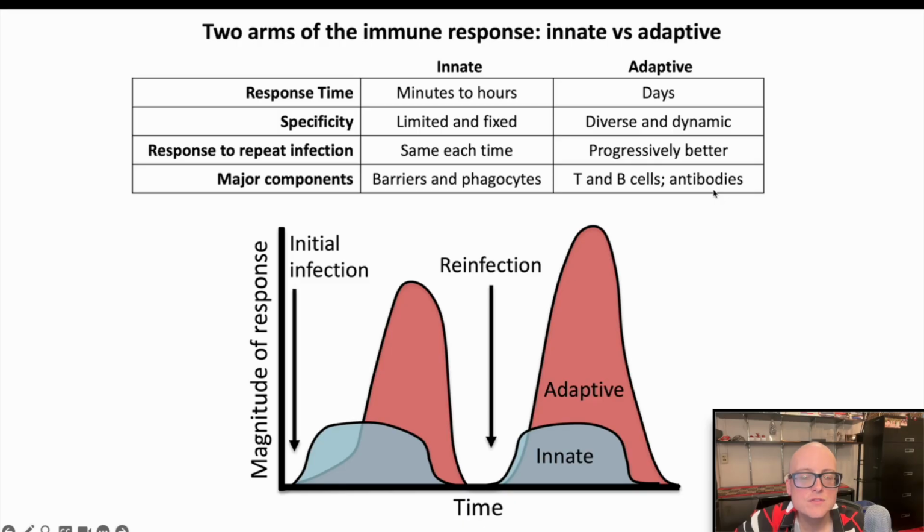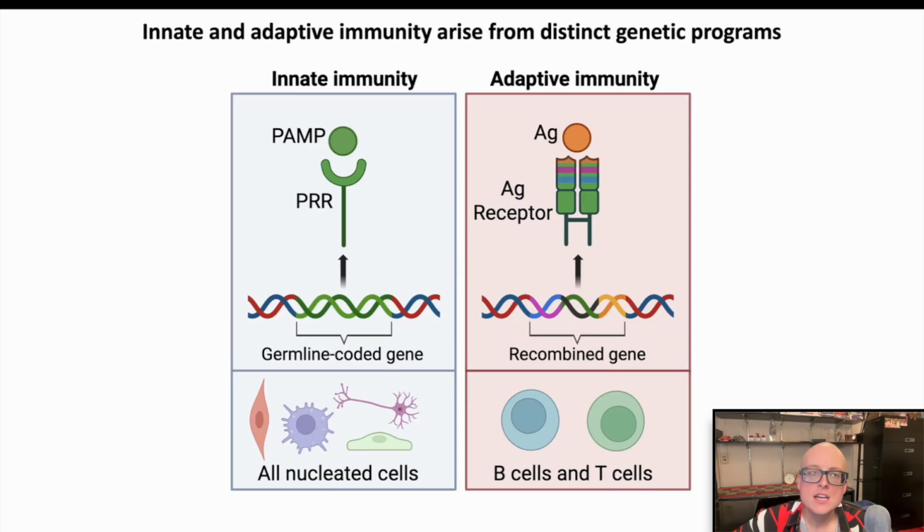And we'll dig into each of these cell types and the things that they make in greater detail in future lectures. But another thing that I want to cover, which really is a fundamental reason why all of these differences in our innate and adaptive immune response differ so much, is that innate and adaptive immunity arise from really distinct genetic programs.